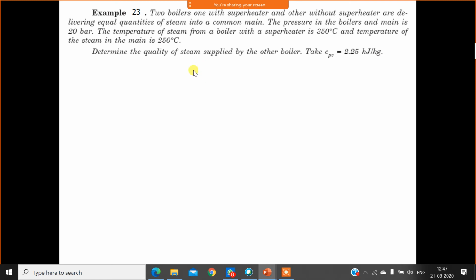Next problem. Two boilers, one with a superheater and the other without a superheater, are delivering equal quantity of steam into a common main. The pressure in the boiler and the main is 20 bar. The temperature of the steam from the boiler with a superheater is 350 degrees Celsius and the temperature of the steam in the main is 250 degrees Celsius. Determine the quality of steam supplied by the other boiler. Take specific heat of superheated steam as 2.25 kJ per kg.